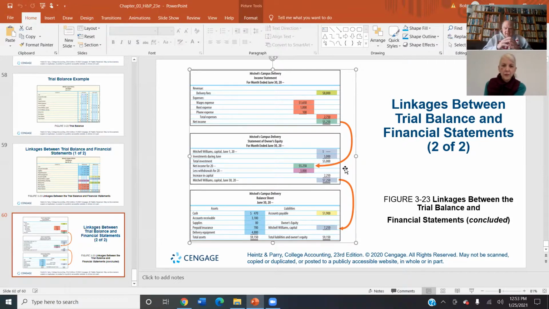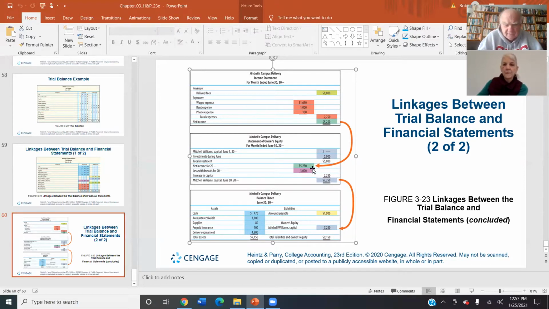Here's another little acronym if you want to list it vertically. BIDE, B-I-D-E. You know, bide your time, right? B means beginning equity, plus income, minus drawing, equals ending equity. And that's basically the whole statement.